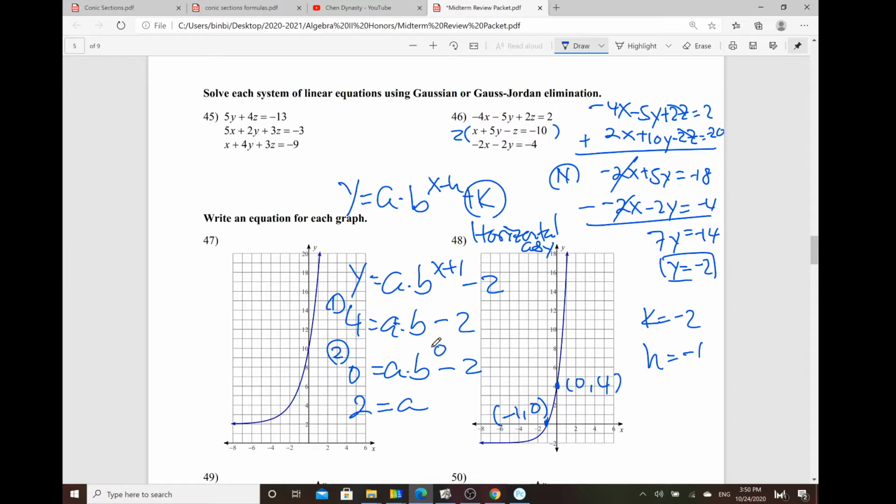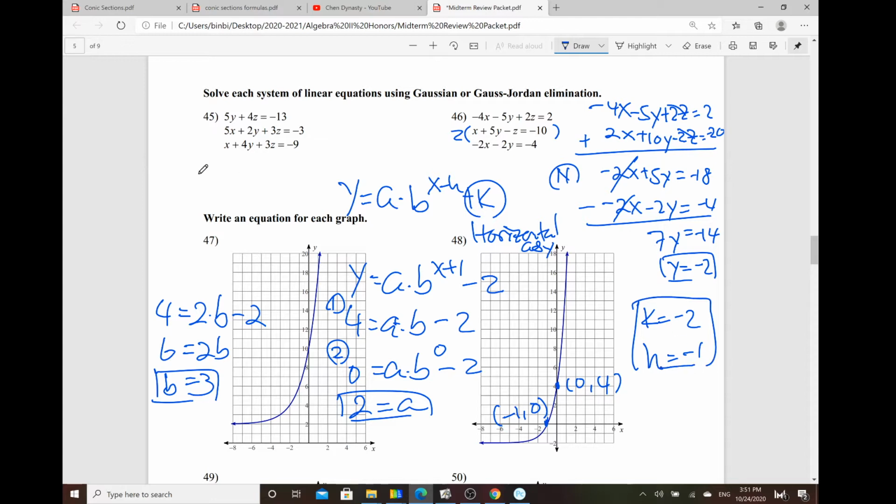So the first equation, we have 4 equals a times b minus 2, so 2 times b minus 2. So 4 plus 2 is 6. And then solve for b, so b is 3. So we got a, we got b, we got h and k.